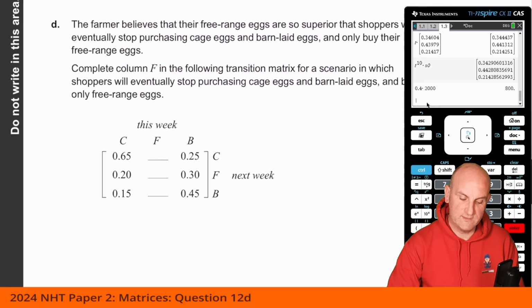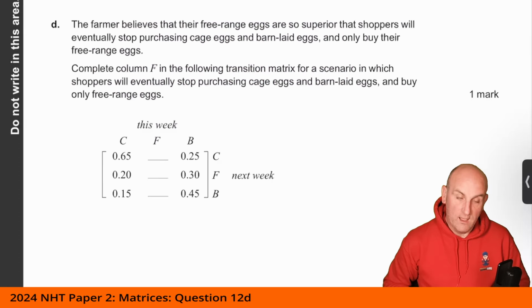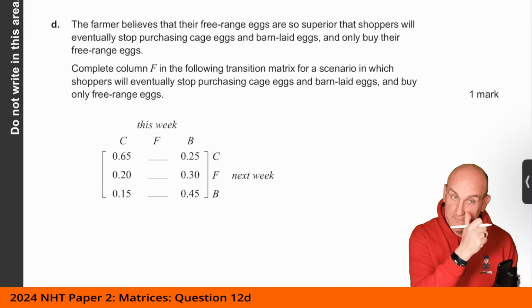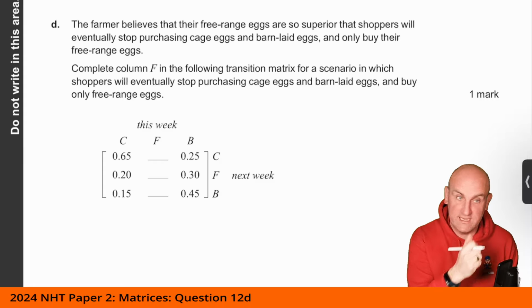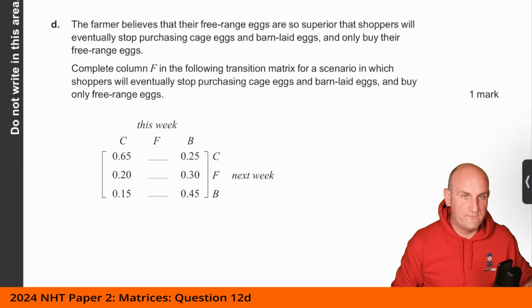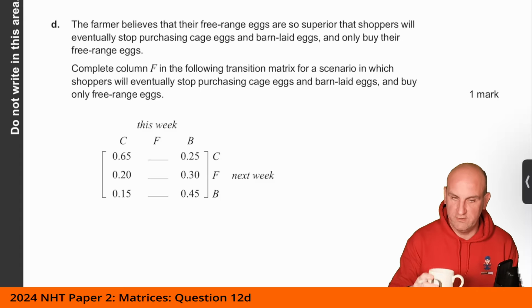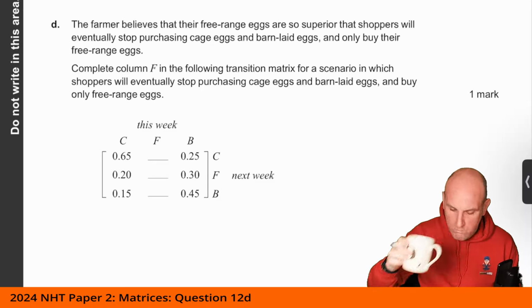The farmer believes that their free-range eggs are so superior that shoppers will eventually stop purchasing cage eggs and barn-laid eggs and only buy their free-range eggs. Okay, complete column F in the following transition matrix for a scenario in which shoppers will eventually stop buying cage eggs and barn-laid eggs and buy only free-range eggs.